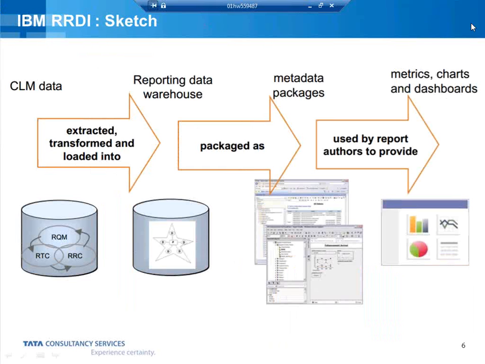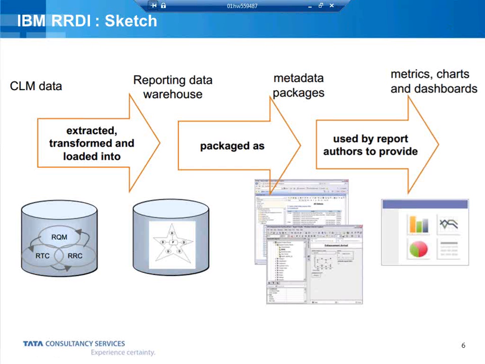Moving to slide number 6, that is the IBM RRDI sketch. Whatever I've shown in the architecture, it's the same thing, more as pictorial information. So you have your CLM data, that is RQM, RTC, and RRC. The data is transferred to your data warehouse DB through the ETL jobs, extract, transform, and load jobs, which a user will either run or schedule for a time duration.